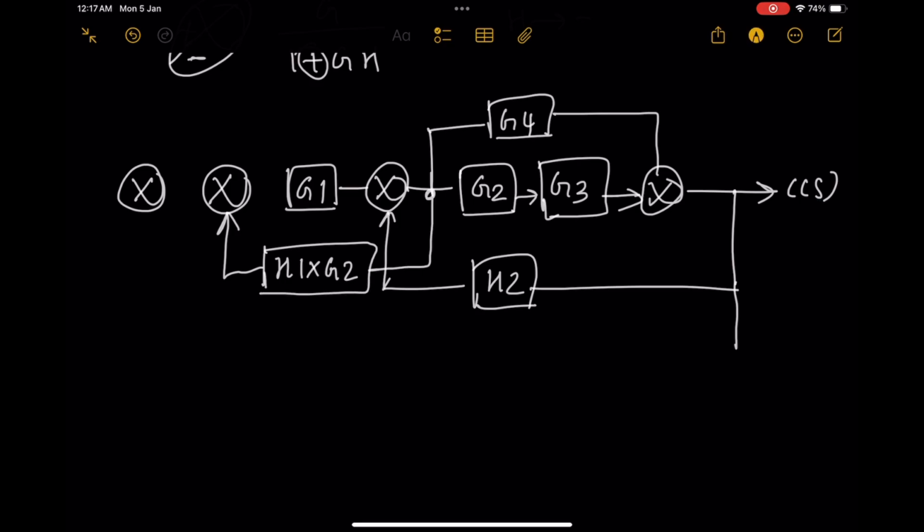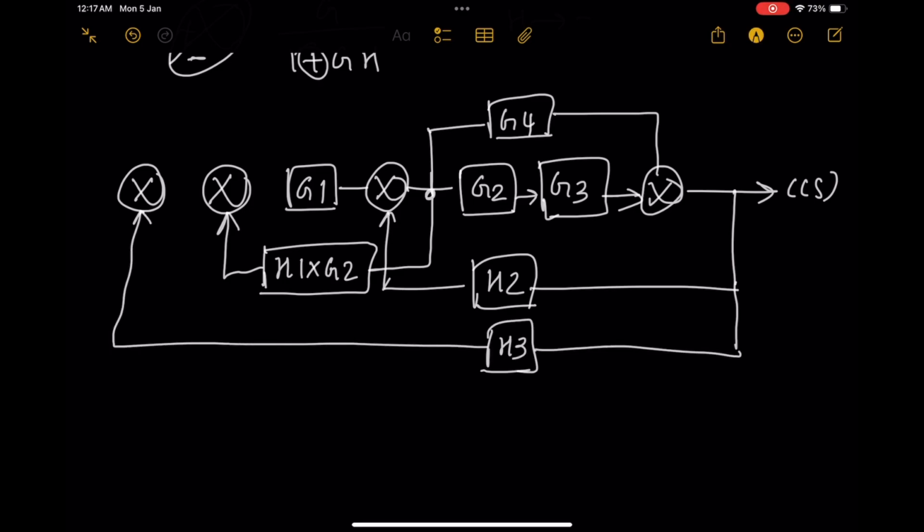Okay, now we have the outermost loop, that is H3. Now we have drawn our block diagram once again. Here we can see that G2 and G3 are in series.